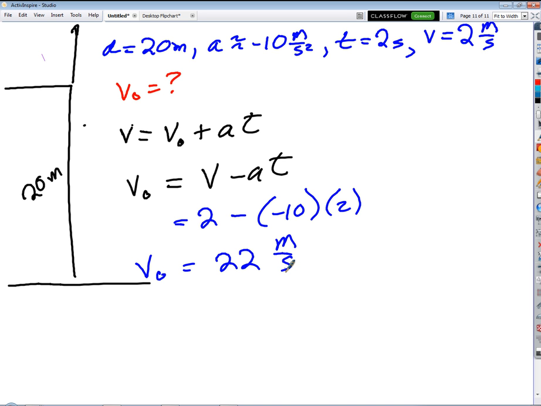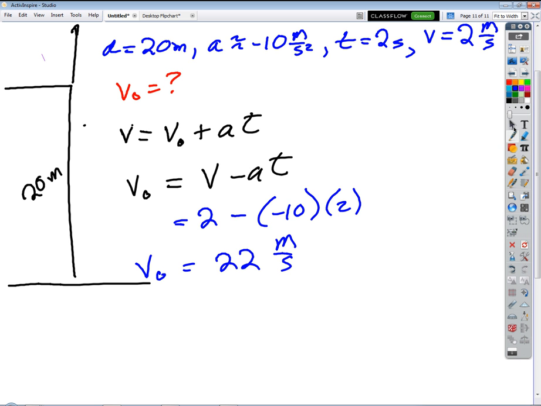Yes? Is the acceleration always going to be negative 10? Yeah, well, technically it's negative 9.80, but just to make the calculations easier, we're just using negative 10. Okay, make sense? Okay, let's answer a really, really good one.